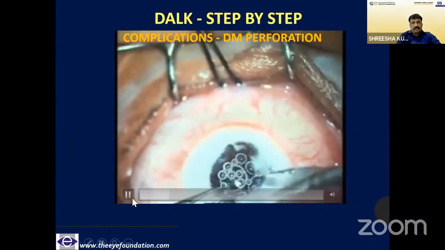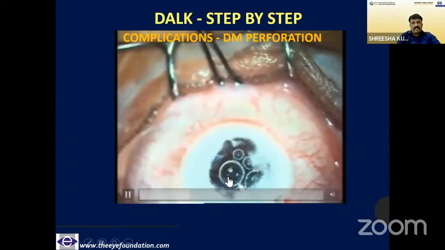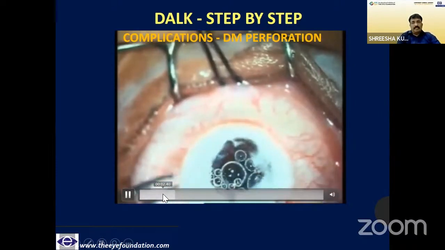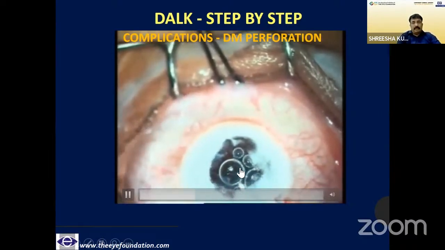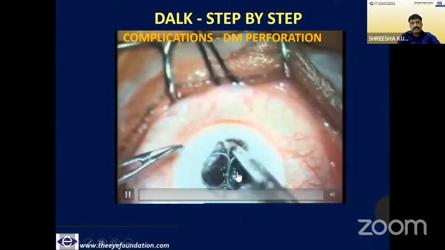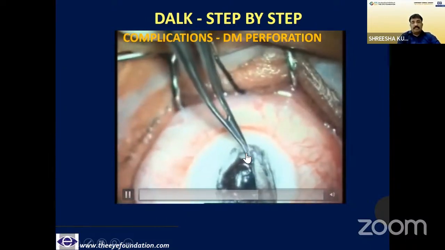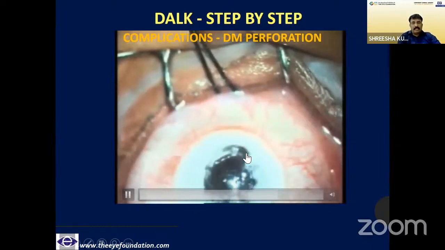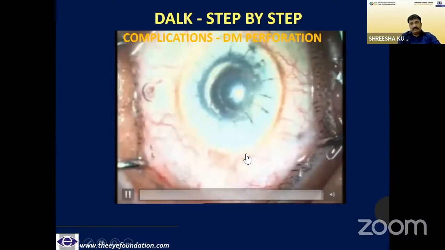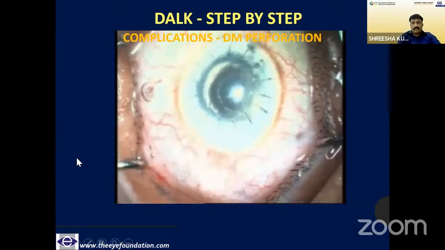So this is a case where I'm performing DALK. There is a small perforation which has happened here. Yeah, it started leaking the air bubble, and you move away from the place of perforation. You dissect in the other area and inject the air bubble and try to maintain the anterior chamber. And that is the end of the surgery.